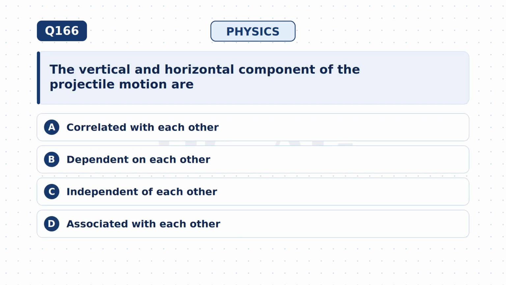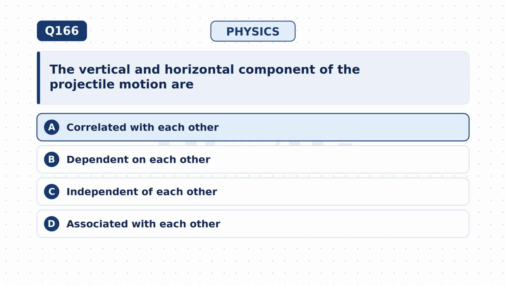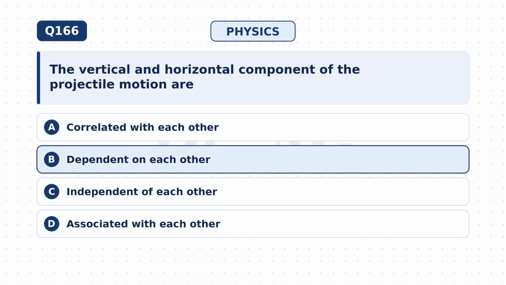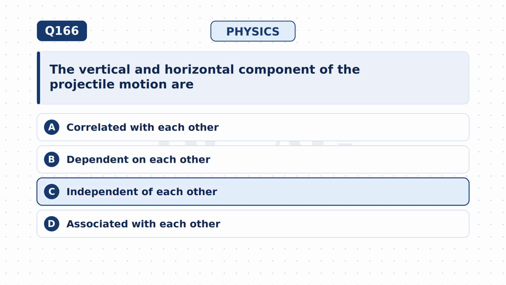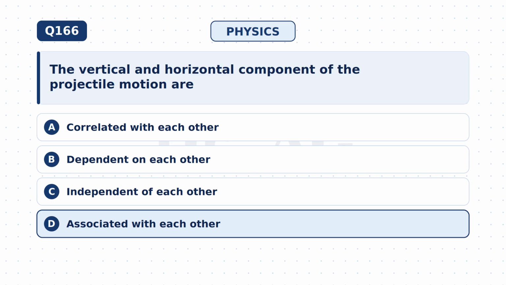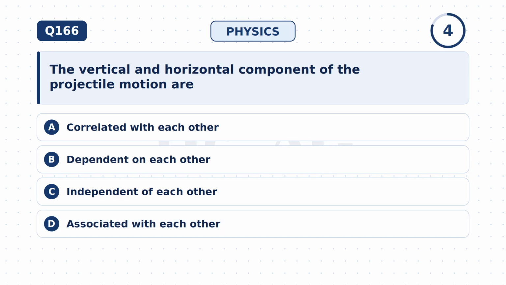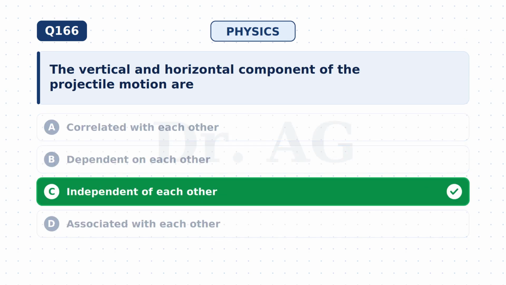Question 166. The vertical and horizontal component of the projectile motion are: Option A, correlated with each other. Option B, dependent on each other. Option C, independent of each other. Option D, associated with each other. The correct answer is C, independent of each other.